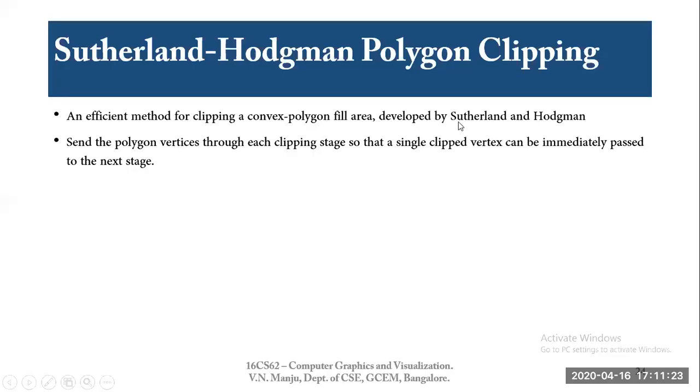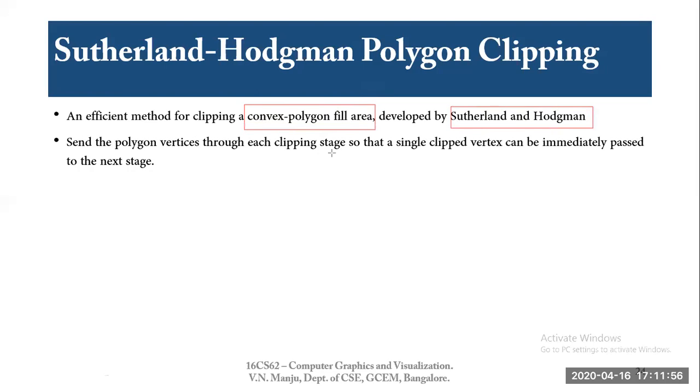Today we are going to see about the Sutherland Hodgman Polygon clipping algorithm. So where is this polygon clipping working? This polygon clipping is working for a convex polygon fill area, and it was developed by Sutherland and Hodgman, and that is why the name Sutherland Hodgman clipping algorithm. What happens here is once you clip the vertices, only those vertices are passed to the next stage, and that is about the Sutherland Hodgman polygon clipping algorithm.